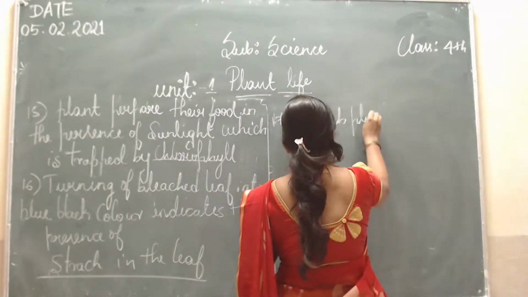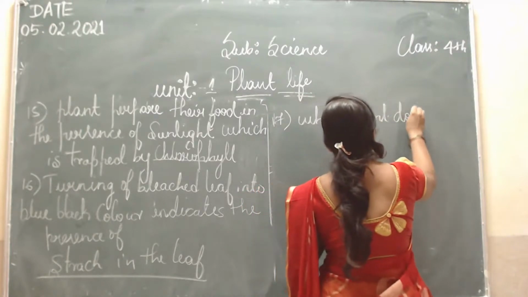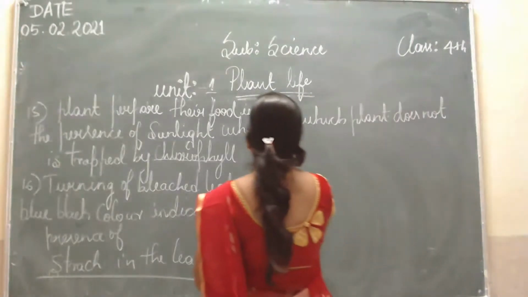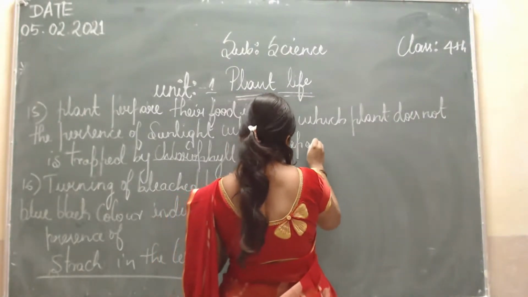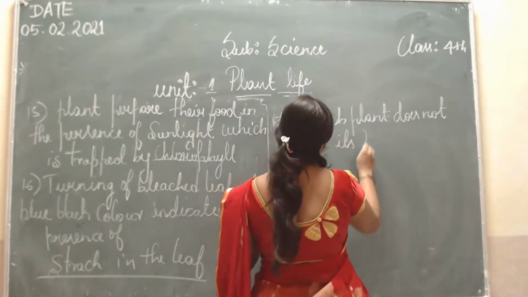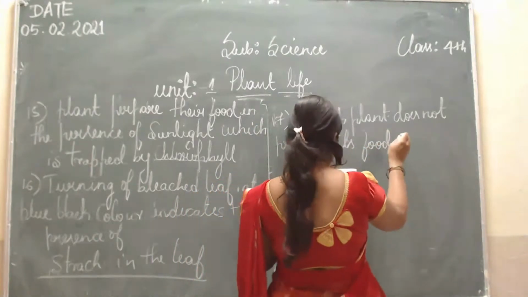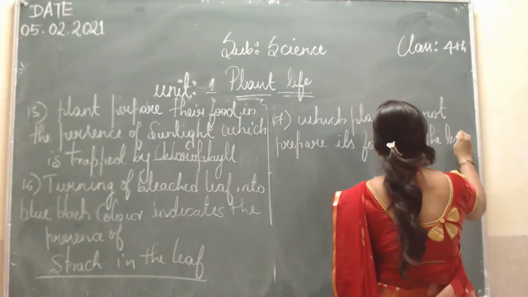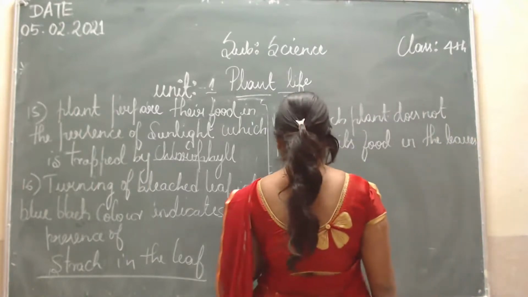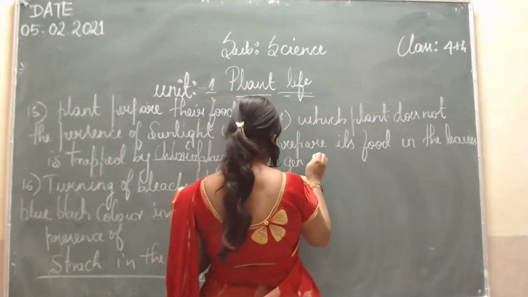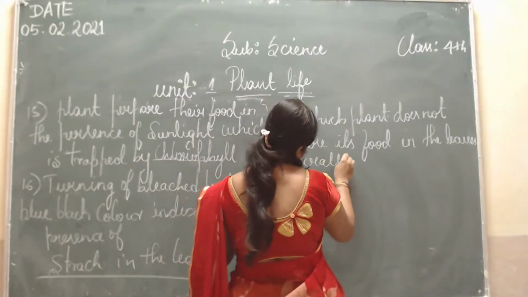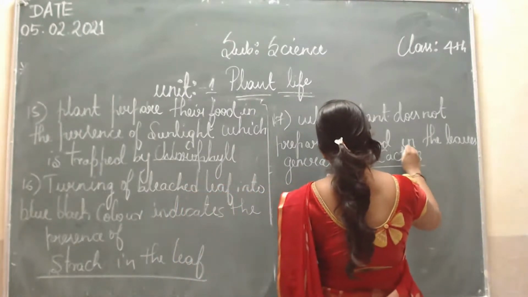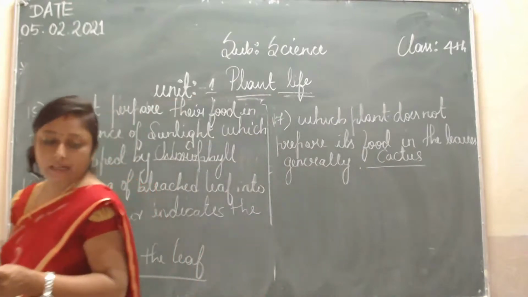Which plant does not prepare its own food in the leaves? Children, which is the plant that does not prepare its food on its own? That is cactus. Answer is cactus.